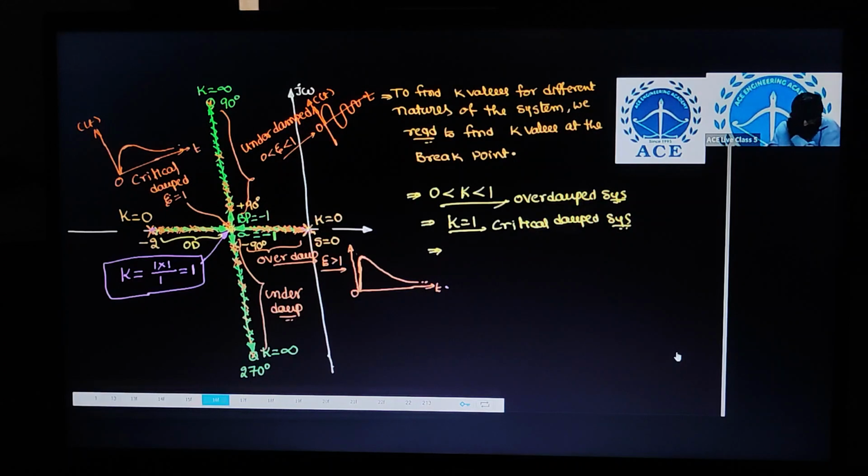Next, for underdamped, from this point to infinity is underdamped. What is the range of K for underdamped? Anybody? K greater than 1. Here it is 1 now, 1 to infinity. K greater than 1. So underdamped means complex conjugate poles. So that is the underdamped system. That's all.